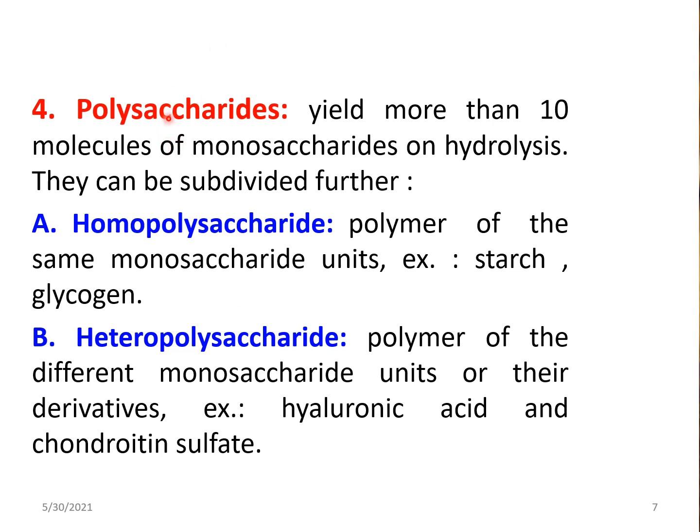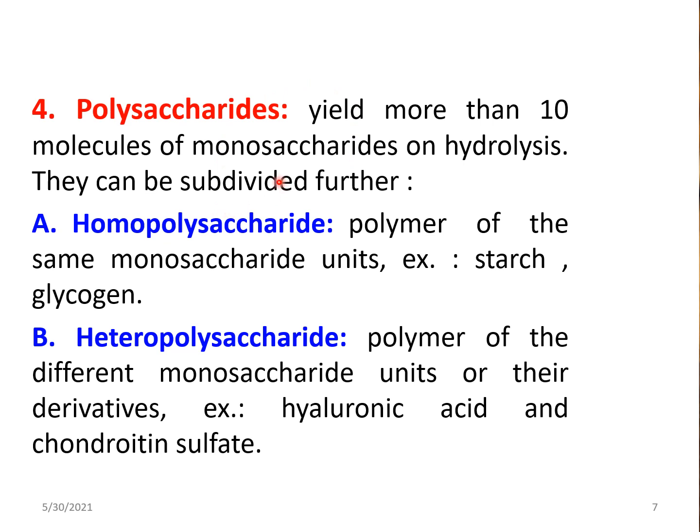Polysaccharides are carbohydrates that contain more than 10 molecules of monosaccharides, or can also be defined as carbohydrates that yield more than 10 molecules of monosaccharides on hydrolysis. Therefore, polysaccharides are a polymer of monosaccharides.